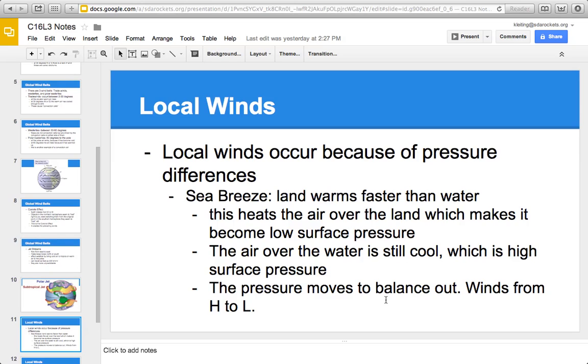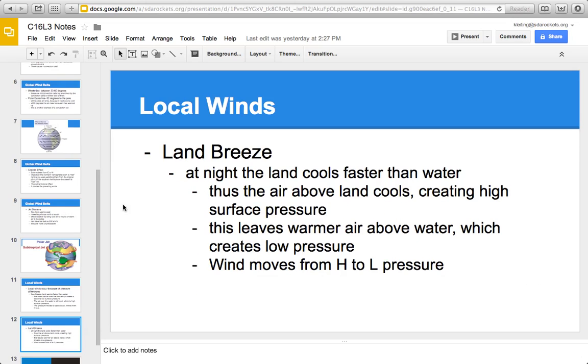The pressure moves to balance out. Wind moves from high pressure to low pressure. So in this case, we're moving from the air over the water to the land. So again, sea breeze tells you where it's coming from. It's coming from the sea.